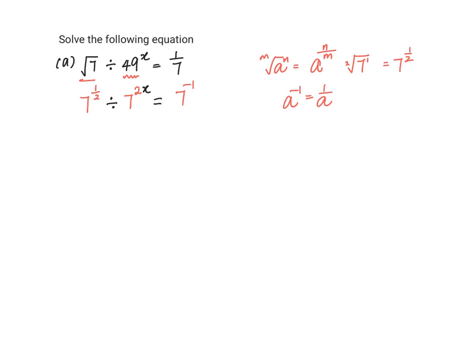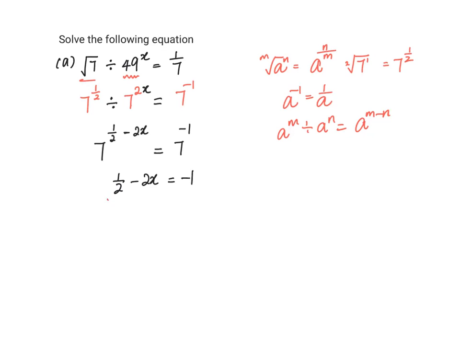When there is division, the powers subtract each other. A to the power m divided by a to the power n will be a to the power m minus n. So we'll combine this into the same base, but the powers will minus each other. Half minus 2x will equal the other side, 7 to the power negative 1. Since the bases are all the same, we have half minus 2x equals minus 1.